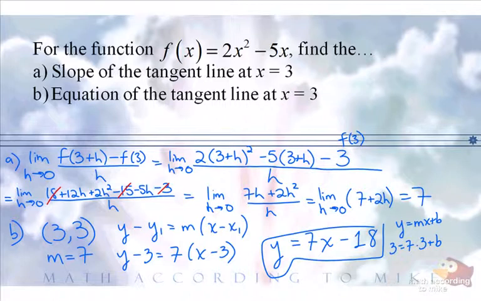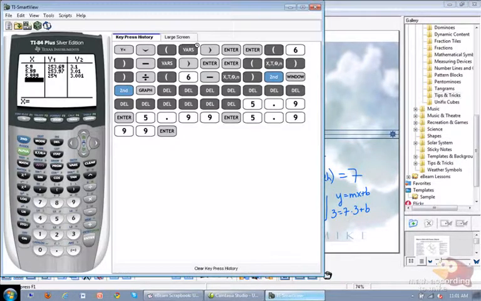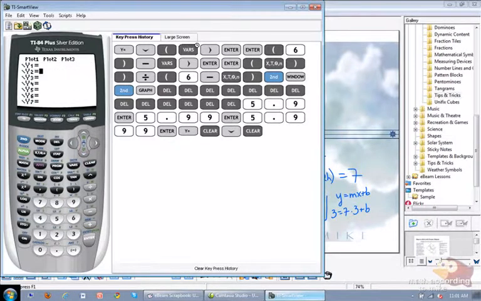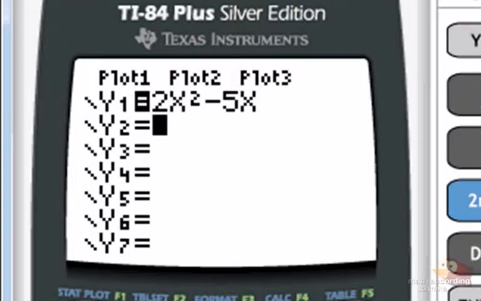Alright, so let's see this in action now. Let's see what we just did. You don't have to repeat this, just watch what we're doing. Clear U, I can always type U in again. So if I type in 2x squared, what was it, minus 5x? And if I type in our line here, 7x minus 18.